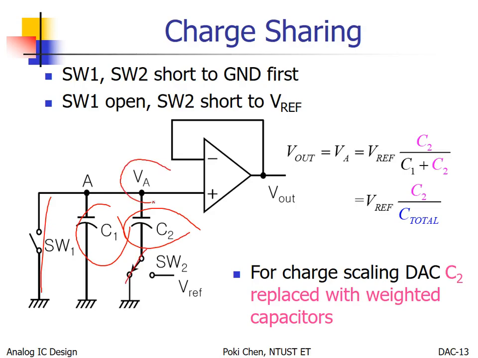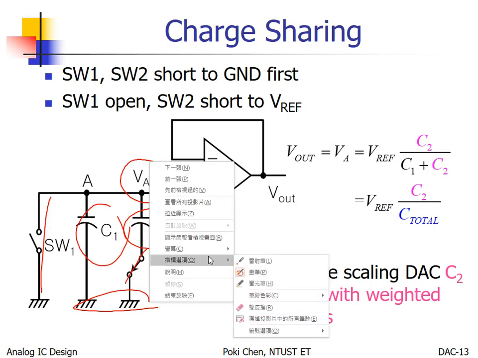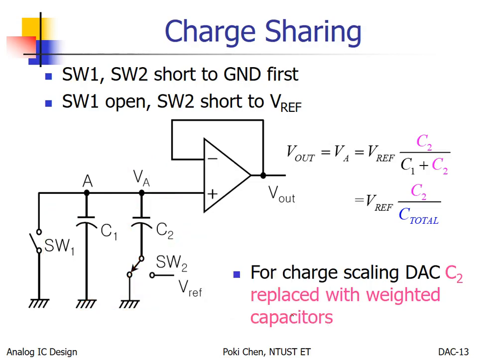All of them, never mind VA or the others, are shorted to the ground. So after reset, no charge will be stored on both C1 and C2. And after that, we go to the real operation. But before real operation, we need to open it. And then we switch S2 from ground to V reference.